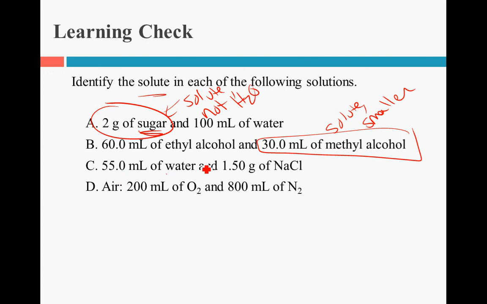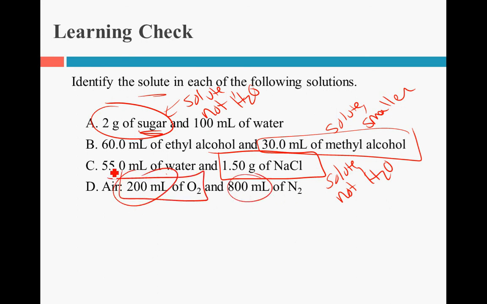55 milliliters of water and 1.5 grams of sodium chloride. The solute, because it's not the water. 200 mL versus 800 mL. That's smaller. The oxygen's smaller. So that's going to be your solute.